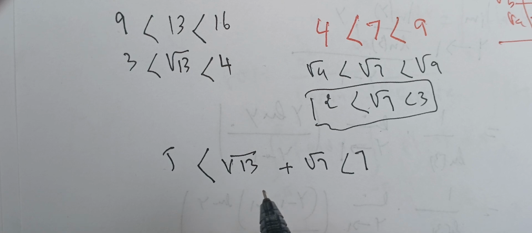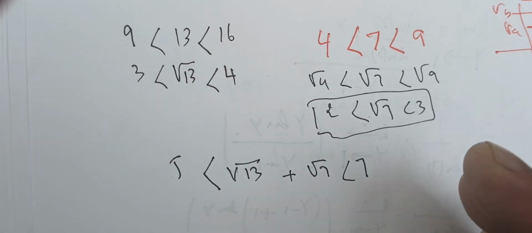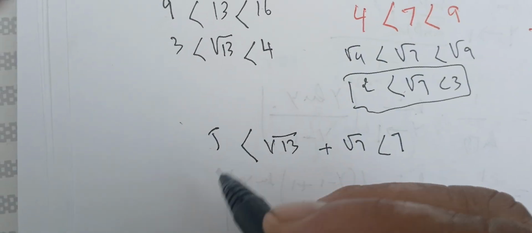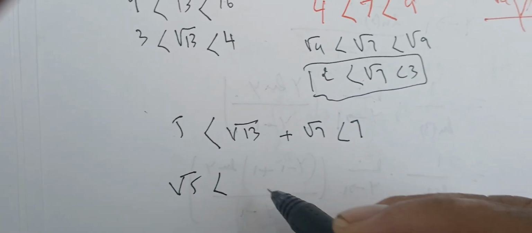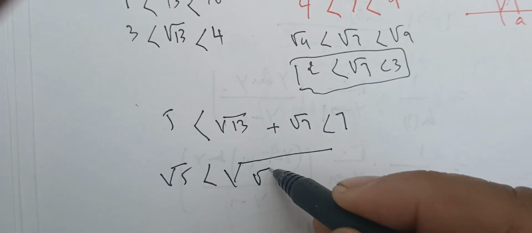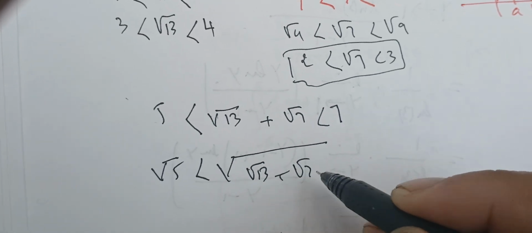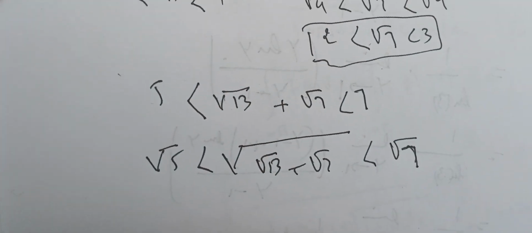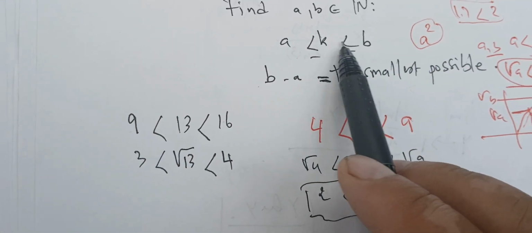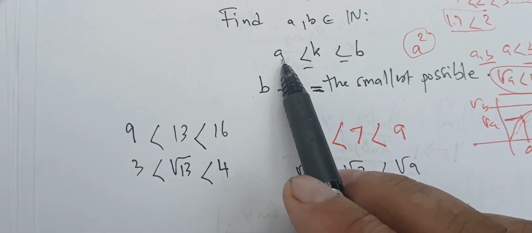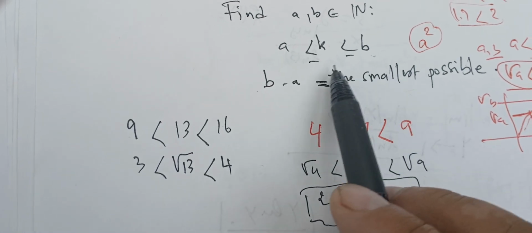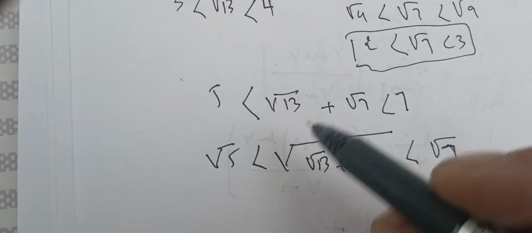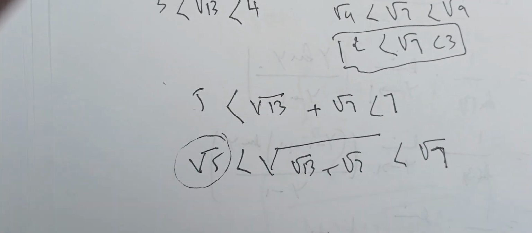Remember that the square root is increasing. Now, if we take the square root of this quantity, we have the square root of 5 less than the square root of 13 plus the square root of 7 less than the square root of 7. Now we are almost at finding integers a and b that give us the bounds for this quantity.